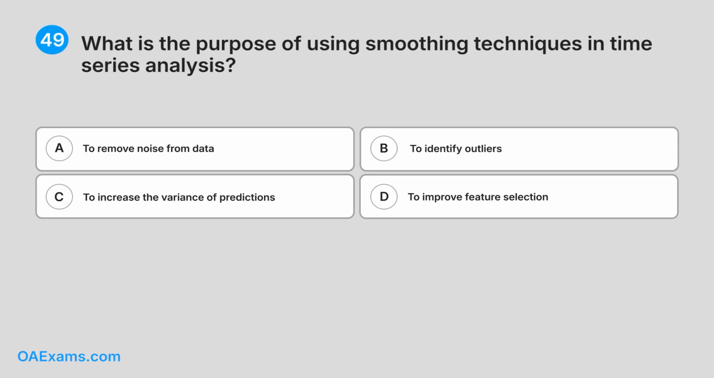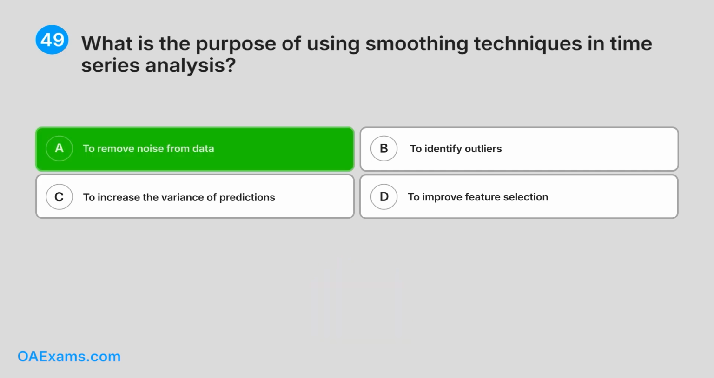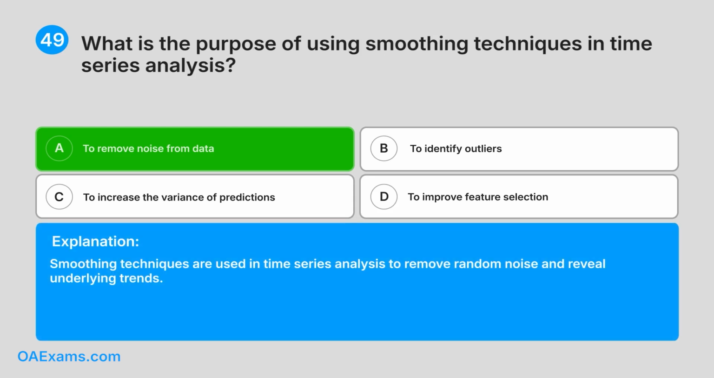49. What is the purpose of using smoothing techniques in time series analysis? A. To remove noise from data. B. To identify outliers. C. To increase the variance of predictions. D. To improve feature selection. Can you guess the answer? Correct answer, A. To remove noise from data. Explanation. Smoothing techniques are used in time series analysis to remove random noise and reveal underlying trends.